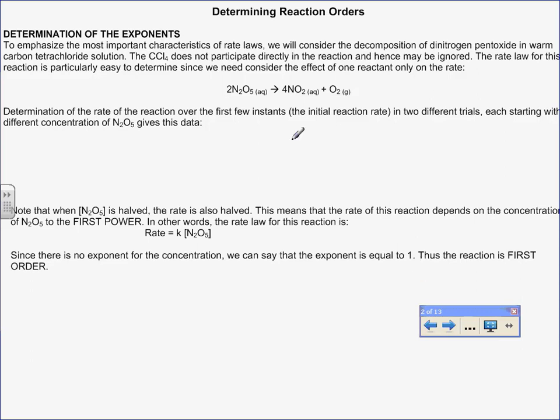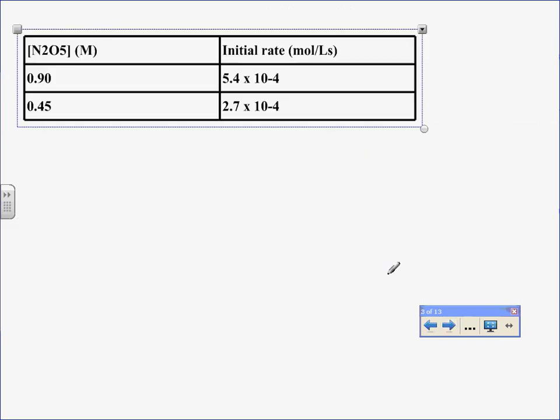So for this particular reaction, if we want to study it, we've got one reactant. So an experiment that would be done to determine the rate law would be one where we change the concentration of the N2O5 and look at what happens to the rate. So this is the table in your notes, and you can see what happened to the rate. In this case, we halved the concentration, and the rate was also halved. Okay, so we need to look at the relationship between the concentration and the rate.